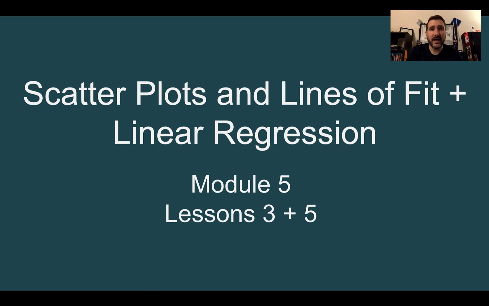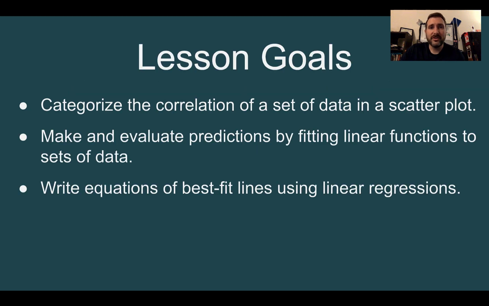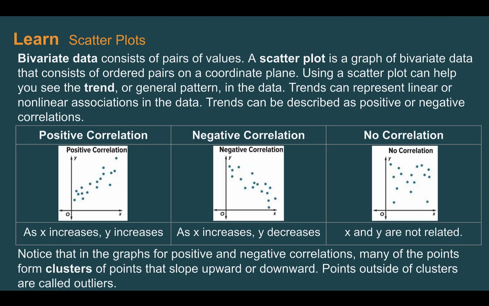This is Module 5, Lessons 3 and 5 combined: Scatter plots and lines of fit, and linear regression. After this lesson, you need to be able to categorize the correlation of a set of data in a scatter plot, make and evaluate predictions by fitting linear functions to sets of data, and write equations of best fit lines using linear regressions. We went through this information in lesson 3-4, but we're going to quick look at it again.